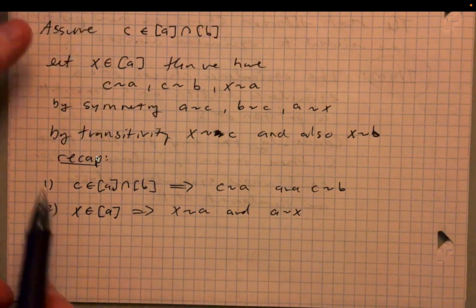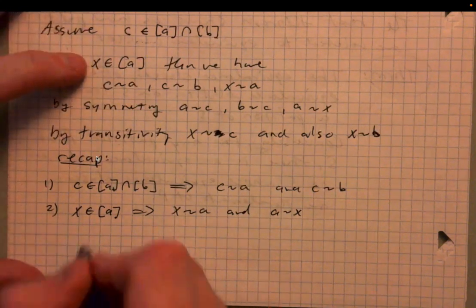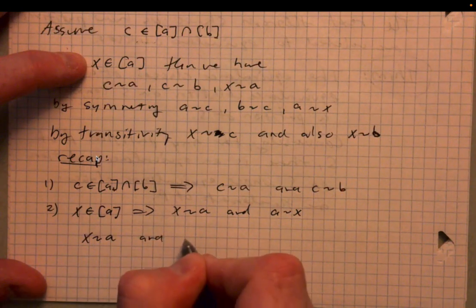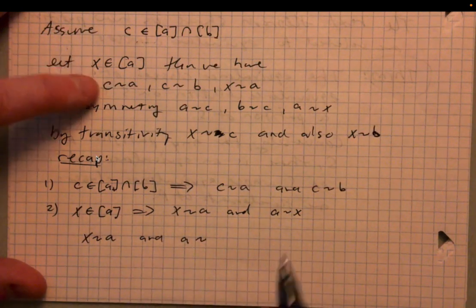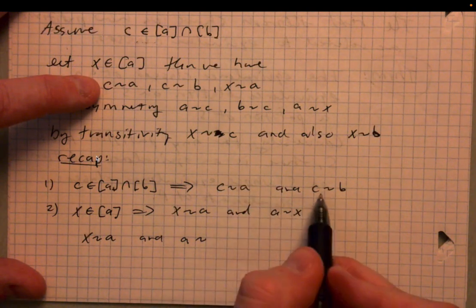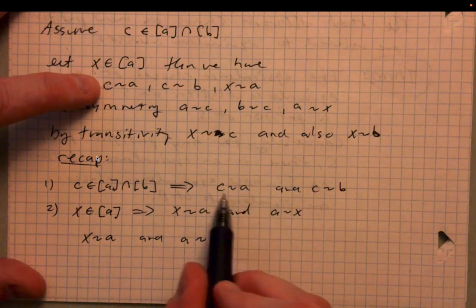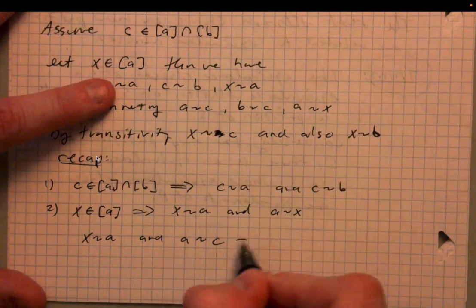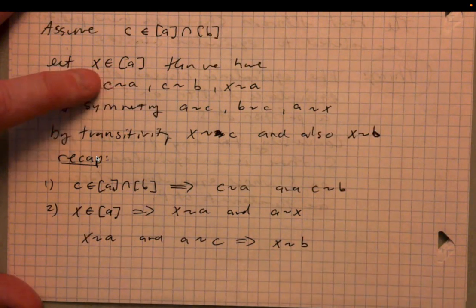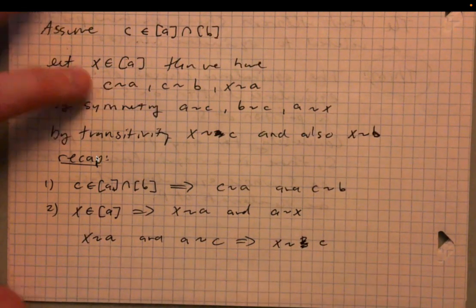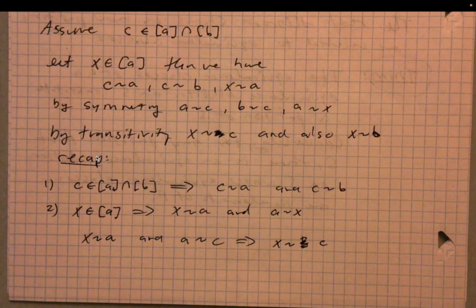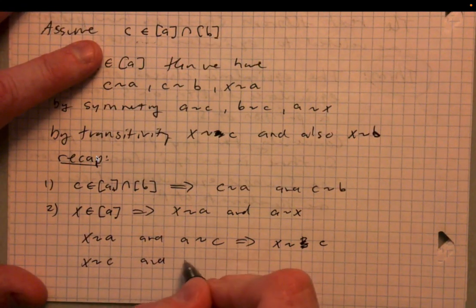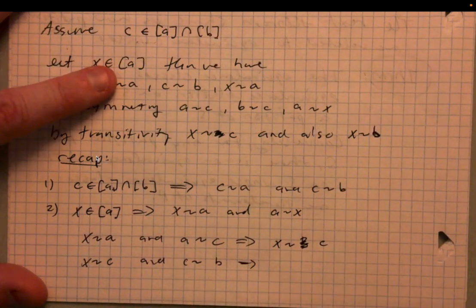And so if we combine 1 and 2, X is equivalent to A, and A is equivalent to C. Well, right here, C is equivalent to A, is equivalent to C. Those two together imply that X is equivalent to C, sorry. And we could do something similar here. We could also say X is equivalent to C, and C is equivalent to B, implies that X is equivalent to B.